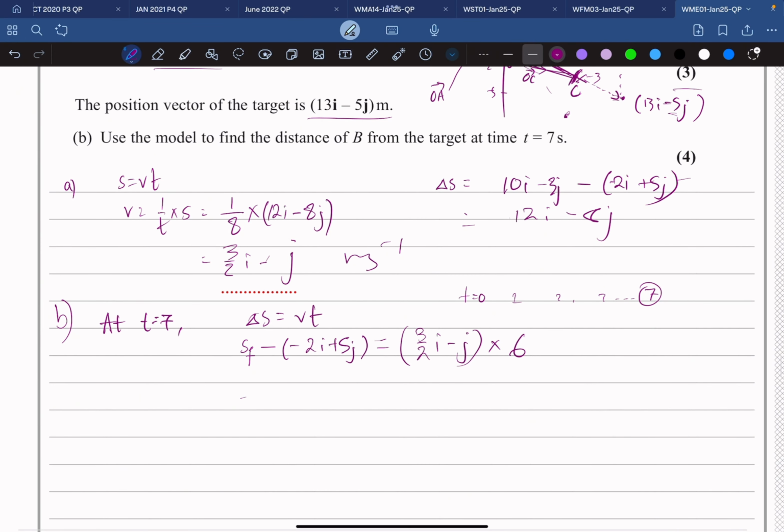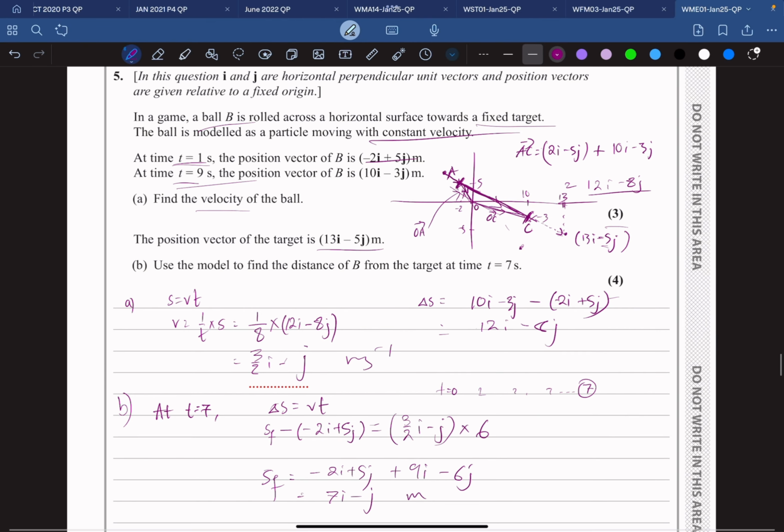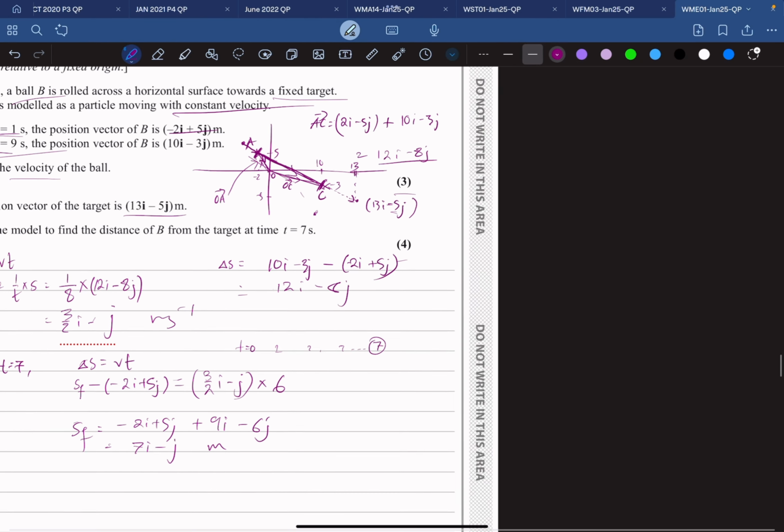So yeah, that's really what you're supposed to do. And then SF just becomes, well, the final position vector is minus 2i plus 5j plus 6 by 2, that's 39i minus 6j, okay? And this is just 7i minus j meters. Okay, this is where we're at. Now that makes sense. Okay, 7i.